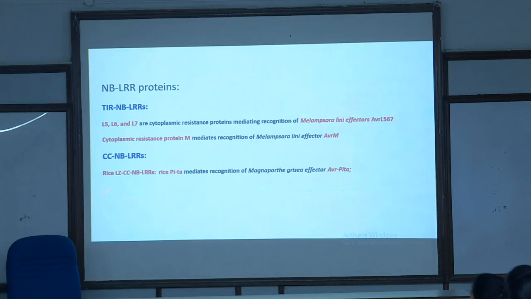That receptor is rice LZ CC NB LRR. These are all the well documented ones. And tomato I2 is a receptor which mediates the recognition of an effector encoded by Fusarium oxysporum in tomato, that is SIX3. These pairs are well characterized, and when the effector and receptor interact, remember, the host is going to open up a defense signaling pathway, right?